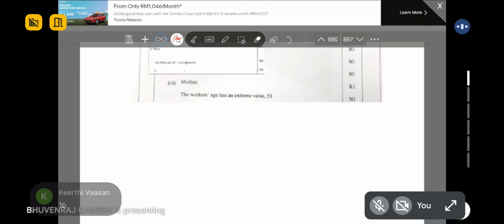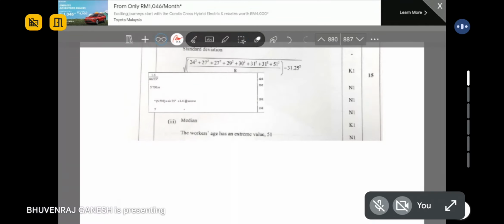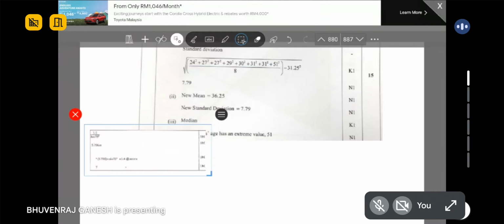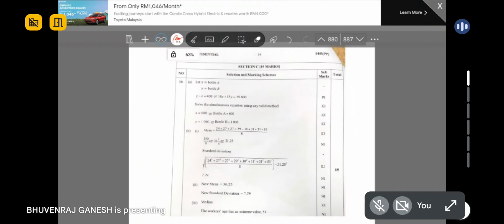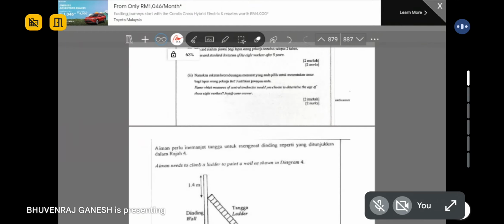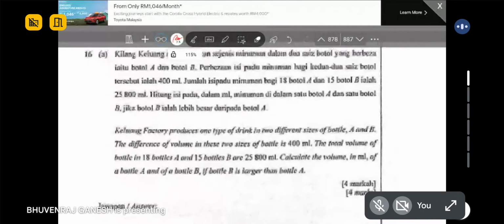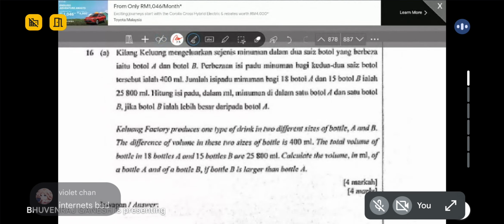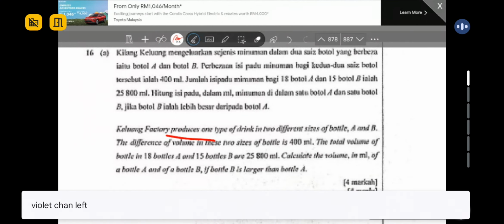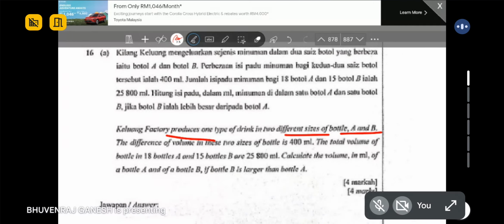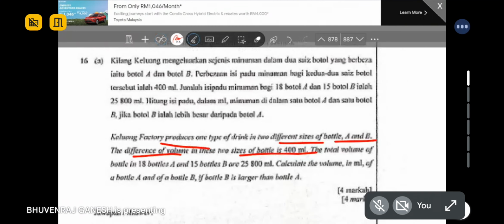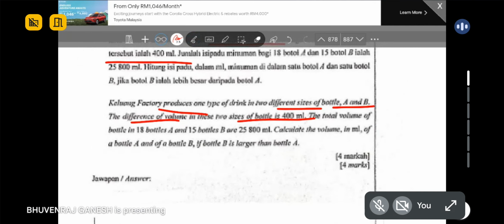All right. So for question 16, you must remember, guys, section C, they can combine a lot of topics. Dia boleh gabung banyak topik for section C. So you can see over here, part A is actually simultaneous equation, persamaan serentak. Is it your side? I think your side, right? My side is still okay. So they say got two bottle, guys, A and B. They say the difference of the volume is 400. Beza isi padu 400.